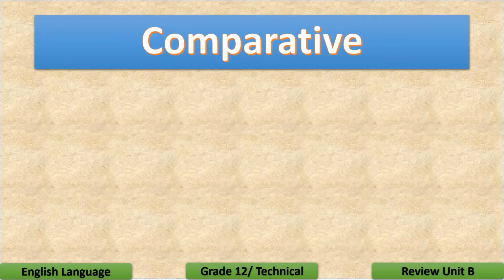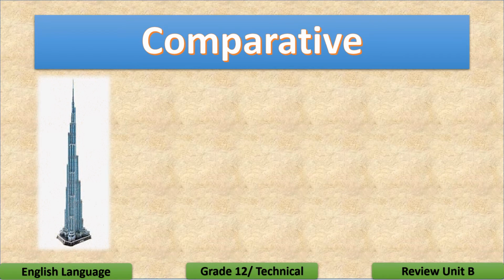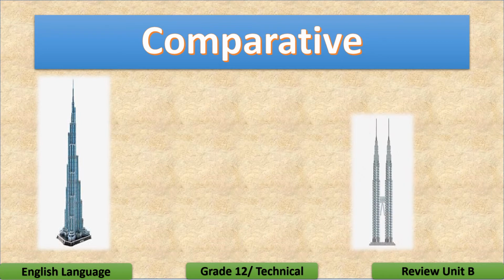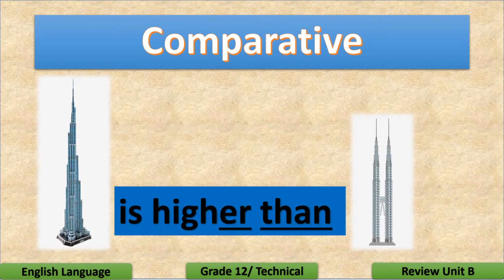Now, to make comparison, we need adjectives, and also we need nouns or pronouns. Now, let's have a look at the following. We have this tower, and on the other hand, we have another tower. Now, let's compare between these two towers regarding height. So we say the first tower here to the left is higher than the second tower to the right.